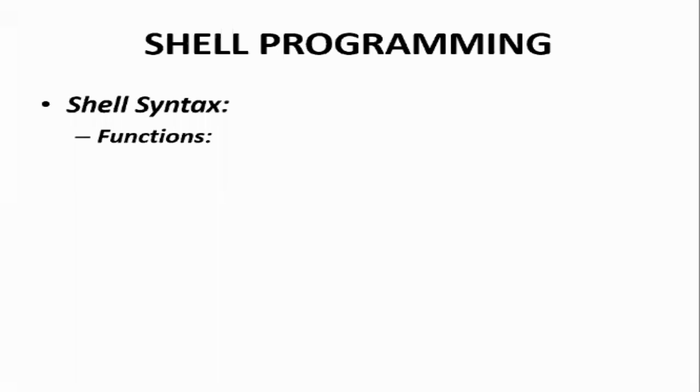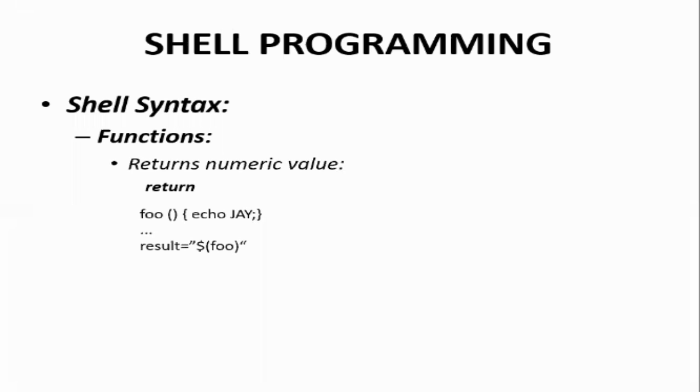We can make functions return numeric values using the return command. The usual way to make functions return strings is for the function to store the string in a variable, which can then be used after the function finishes. Alternatively, we can also echo a string and catch the result, like the one shown on the screen, like a foo function, which may contain some echo statement. And we can catch the result of this foo function into a variable, that is result equals, within double quotes, dollar within parentheses, the function calling statement.